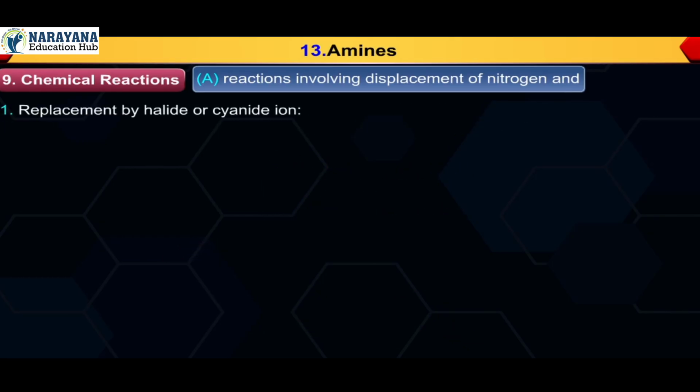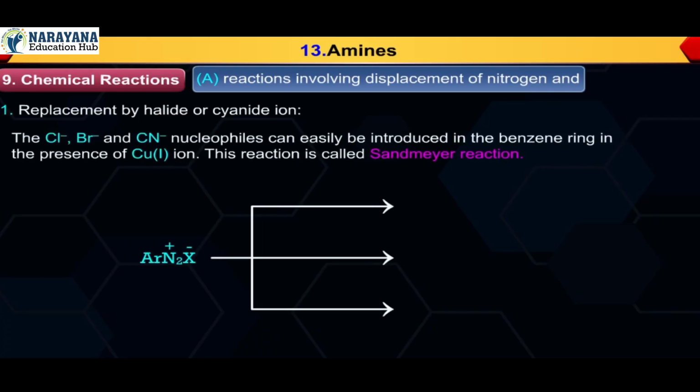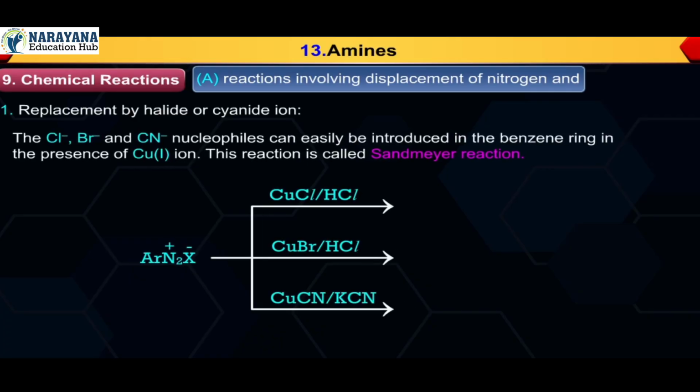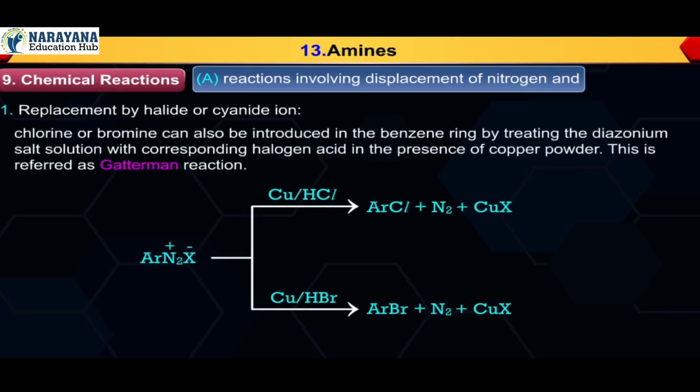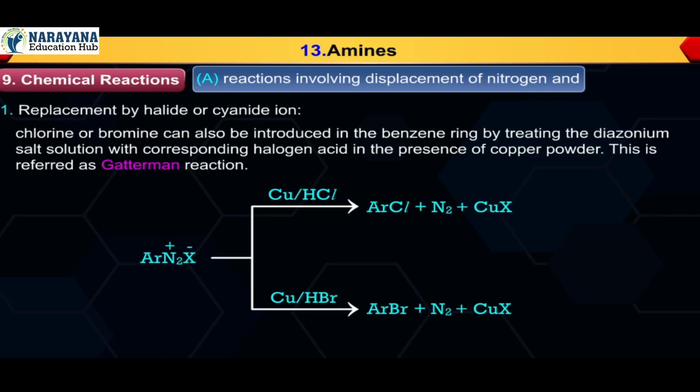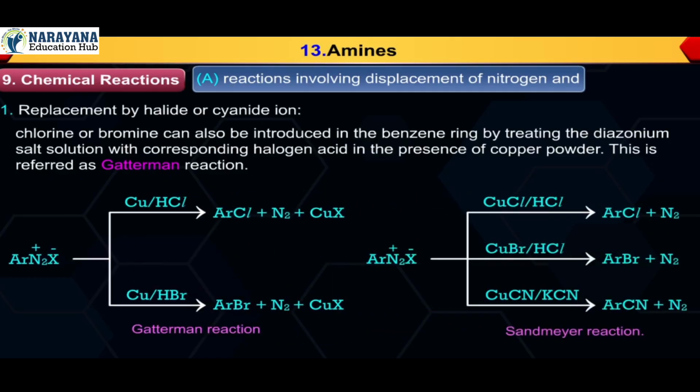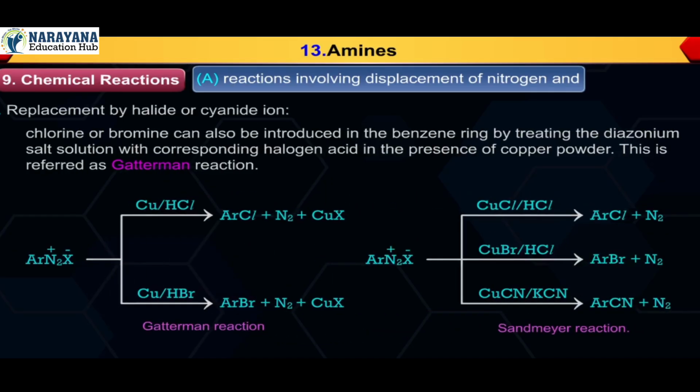1. Replacement by halide or cyanide ion. The Cl-, Br-, and CN- nucleophiles can easily be introduced in the benzene ring in the presence of copper(I) ion. This reaction is called Sandmeyer reaction. Alternatively, chlorine or bromine can also be introduced in the benzene ring by treating the diazonium salt solution with the corresponding halogen acid in the presence of copper powder. This is referred to as Gattermann reaction. The yield in Sandmeyer reaction is found to be better than Gattermann reaction.